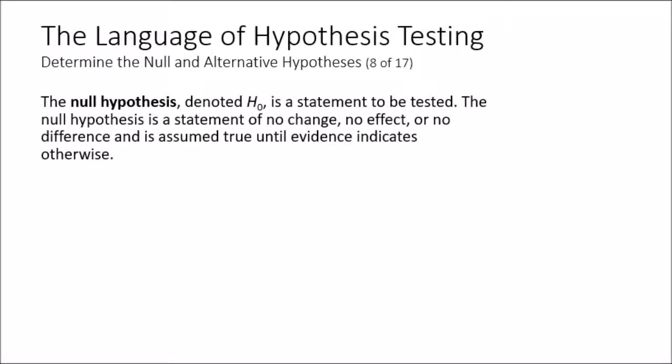The null hypothesis, we're going to use the notation H sub 0. I'm going to read it H naught. The null hypothesis is a statement of no change, no effect, or no difference, and is assumed true until evidence indicates otherwise. The null hypothesis usually comes from old research that was done in the past, and we think the percentage or the mean or the standard deviation has changed. You will notice that I will be talking only about proportions or percentages and the mean. I am not going to talk about standard deviations in this chapter.